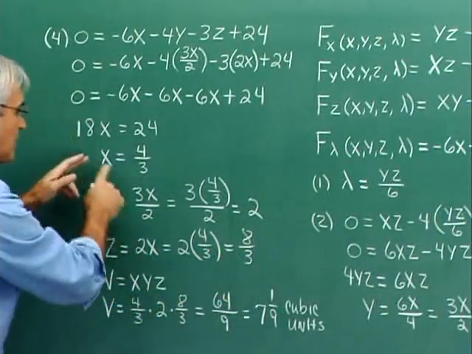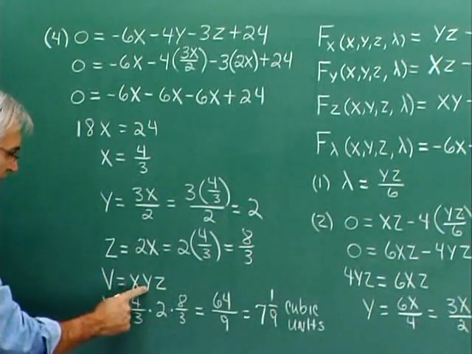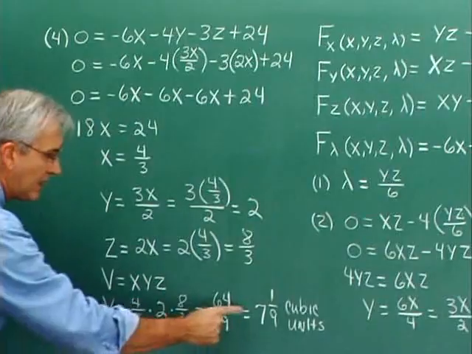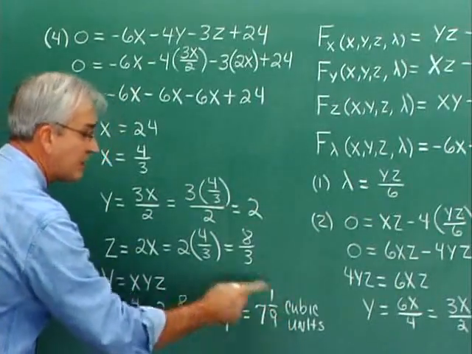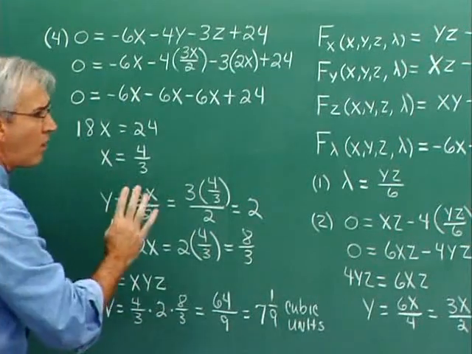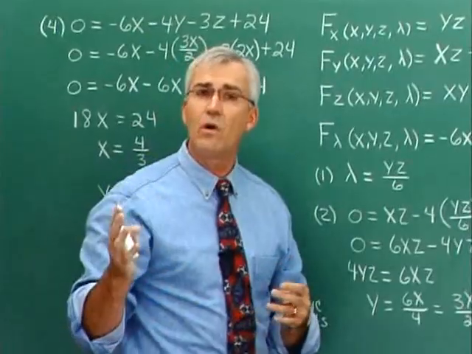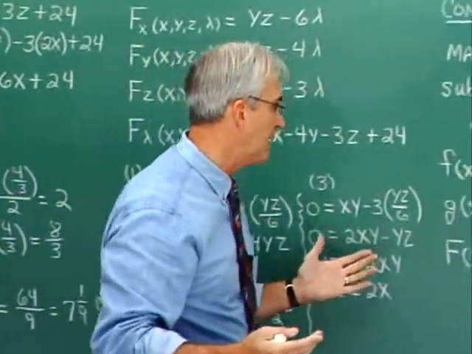Well, with this value of x, y, and z, the volume is x times y times z, so the volume is 7 1/9 cubic units, as we suspected from the previous time that we worked the problem. All right, the important thing is the application of the Lagrange multiplier. And let me point it out. Let's look at where it turns out.